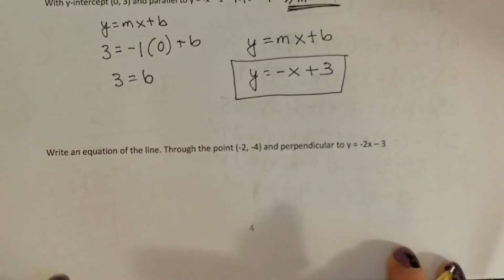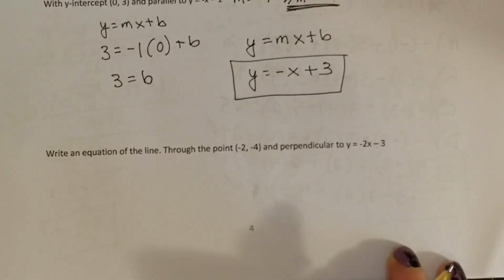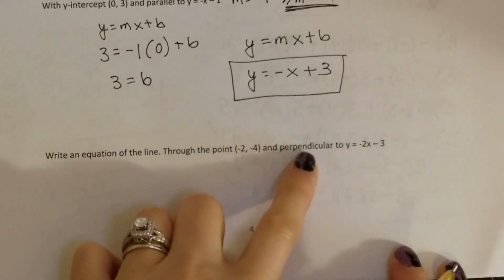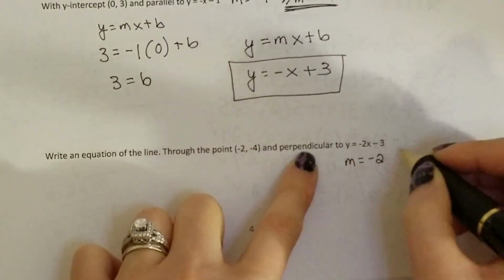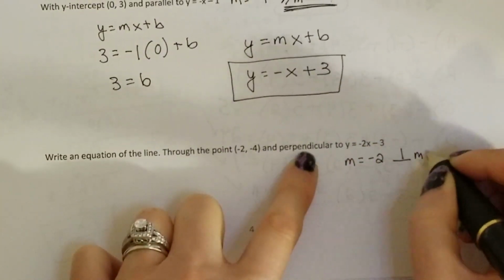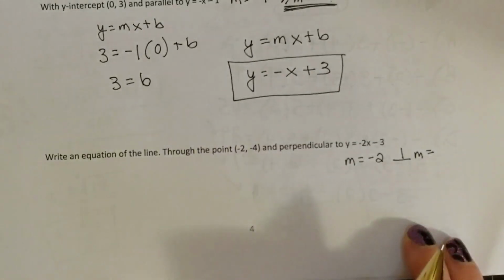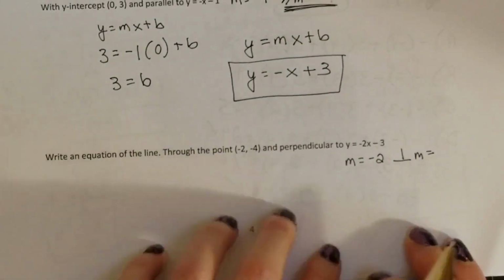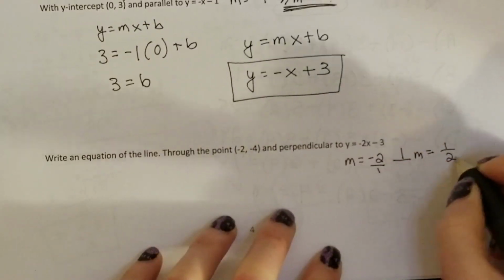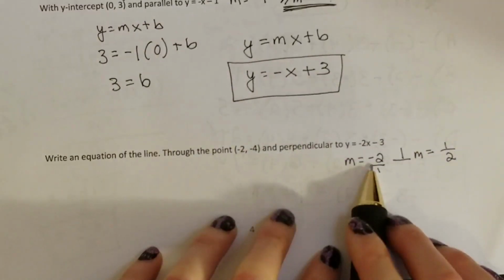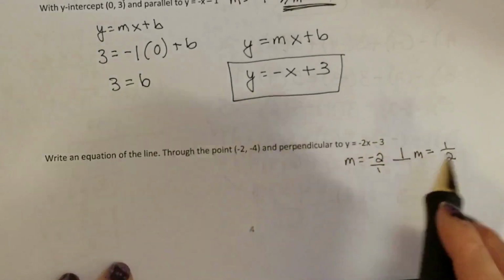All right, next one, write an equation of the line. They give you another point, but this time they say it's perpendicular. So your given slope is -2, and for the perpendicular slope, you have to flip it and change the sign. So this is -2/1, so we'll flip it, so it's 1/2. Change the sign, instead of negative, it will go positive.